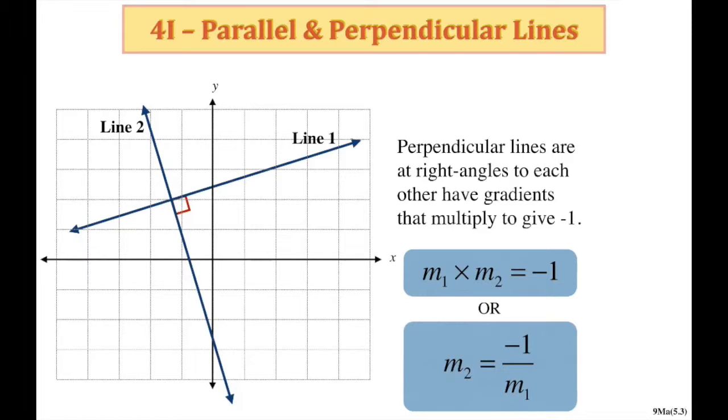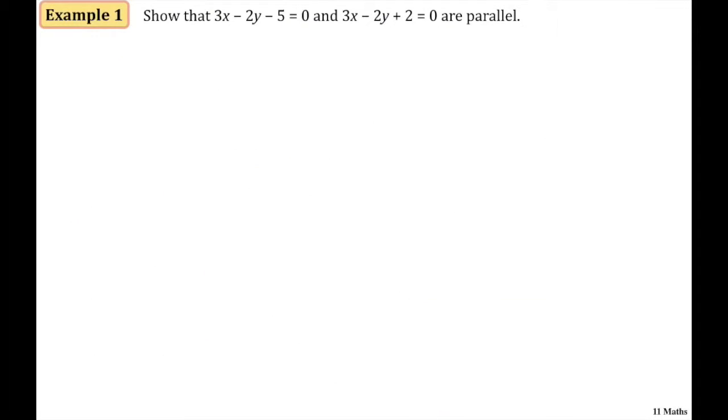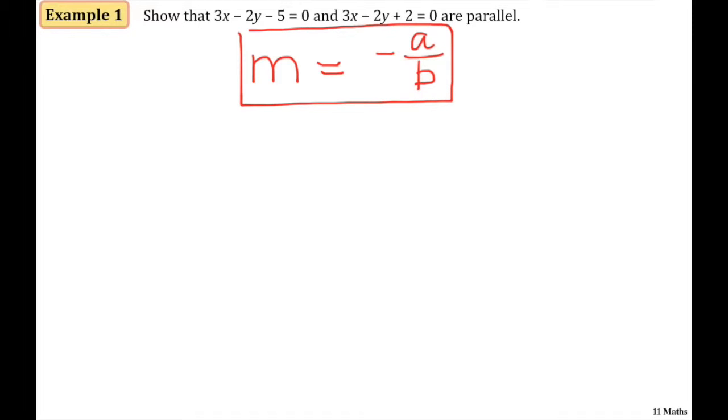So let's go and try some examples. Here's our first example. Show that those two lines are parallel. Let's look at line 1. Because they're both in general form, I'm going to use a formula we used earlier. To find the gradient, it's minus the number in front of x over the number in front of y.